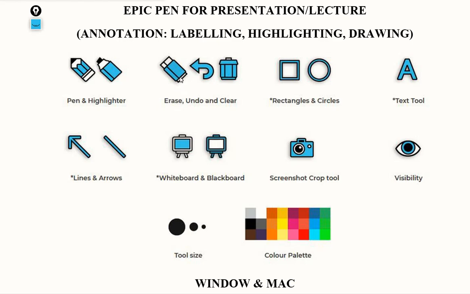The other tools are to erase, to undo the last action, and to clear all of the things that we have written or drawn. Then we can make some shapes like rectangles, squares, circles or ovals, and then we can typewrite some text, which is done with the text tool. We also have lines and arrows, and we can use whiteboard and blackboard.